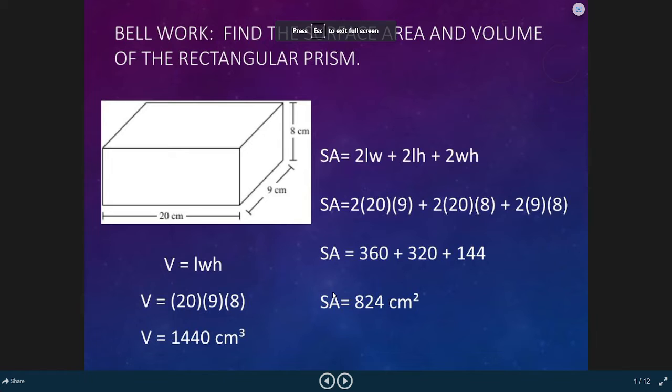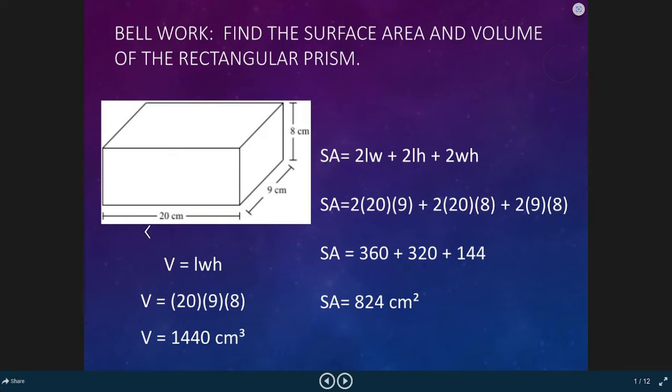Okay, the same like this one. SA stands for surface area. But we're just going to focus on volume. Don't focus on SA. We're just going to focus on volume. So volume is equal to length times width times height. So on this box, you can see the length.